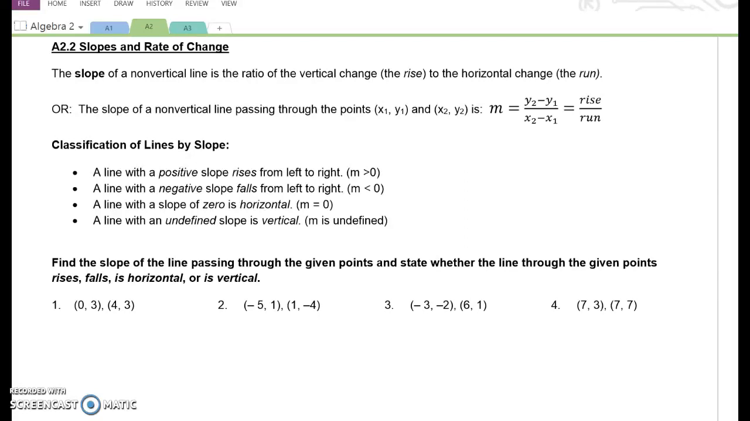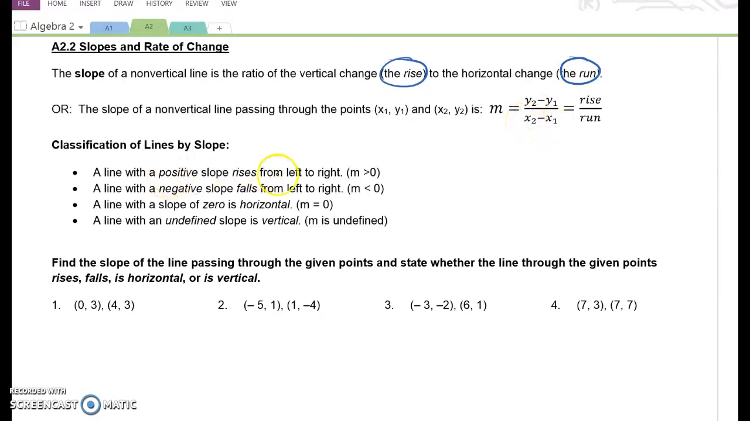The slope of a non-vertical line is the ratio of the vertical change, also known as the rise, to the horizontal change, the run. I'm assuming you've heard of slope as rise over run before. To actually find the slope of a line passing through 2 points, you call one of the points the first point, so x1, y1, and you call the other point x2, y2. The 1s and the 2s simply mean this is the first point and this is the second point. Subtract the y's on top, subtract the x's on the bottom.